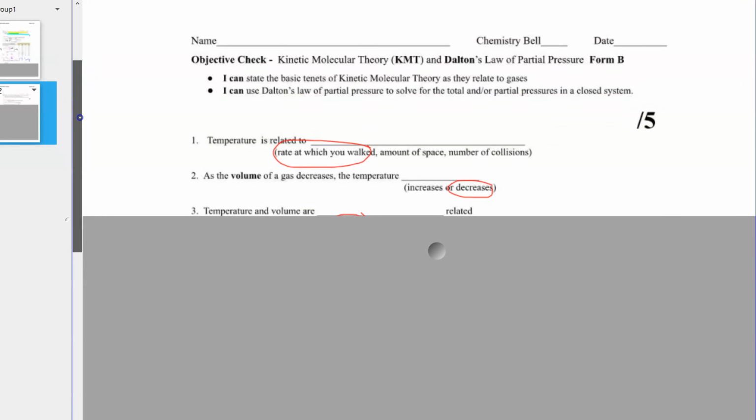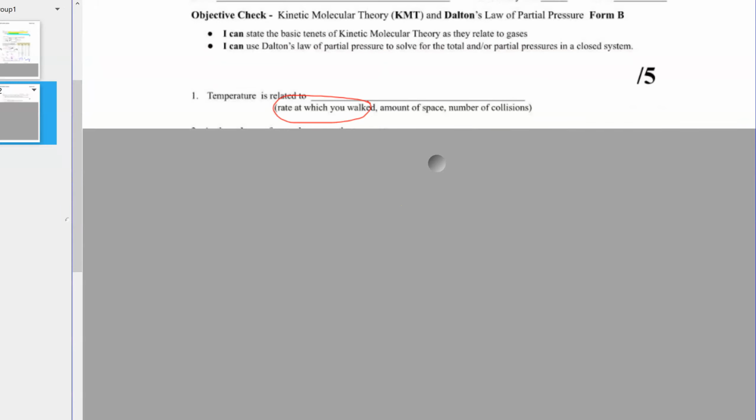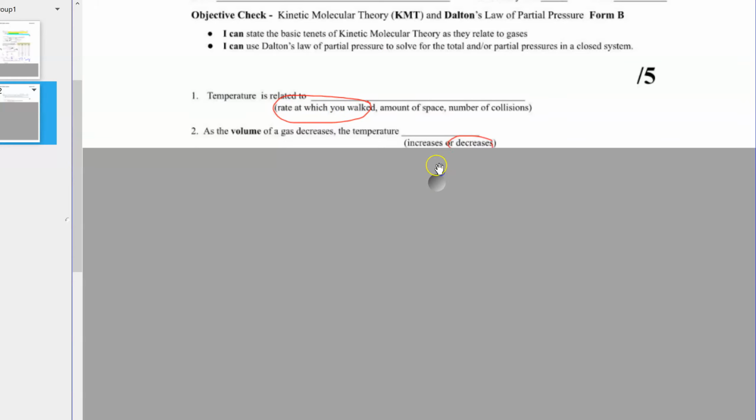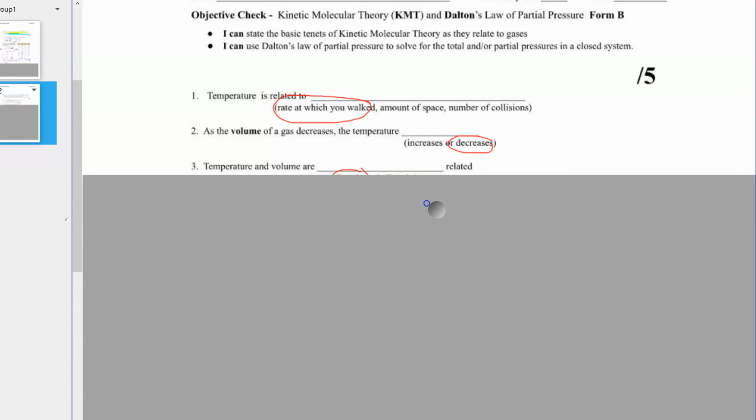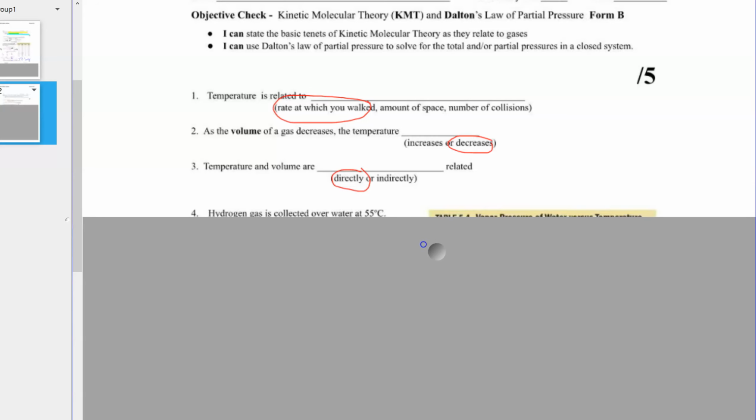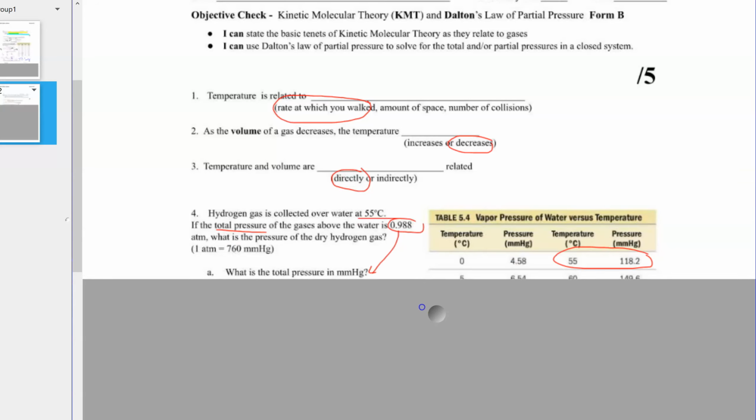Temperature is related to the speed at which you walked. So I know we didn't do the outside activity, but imagine you're the moving molecule. When you're moving around, your energy is the speed at which you walk, which is the same as your temperature. As the volume of a gas decreases, the temperature also decreases, all other things being held the same. So temperature and volume are directly related.